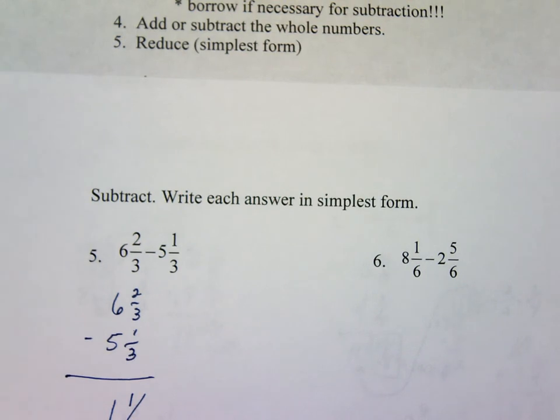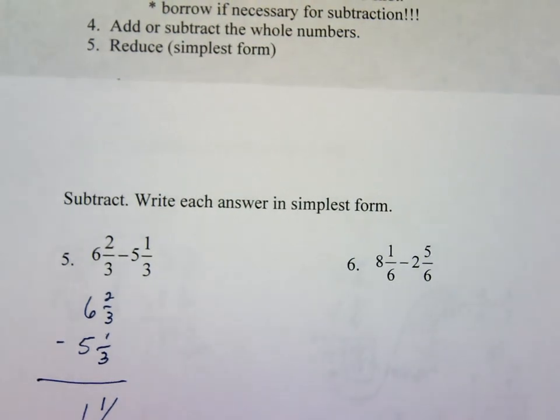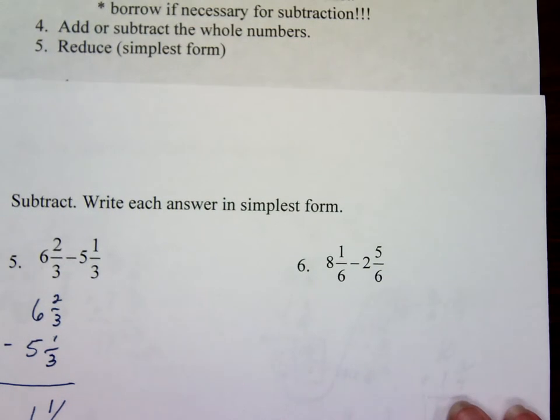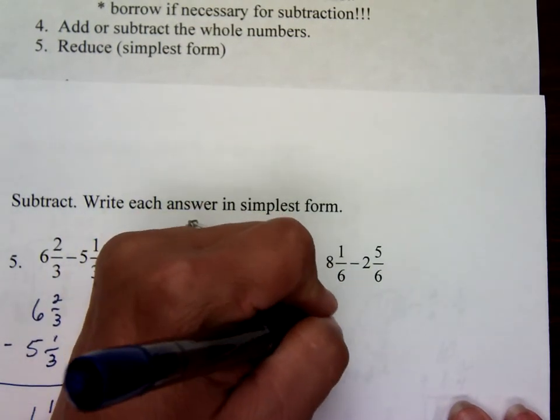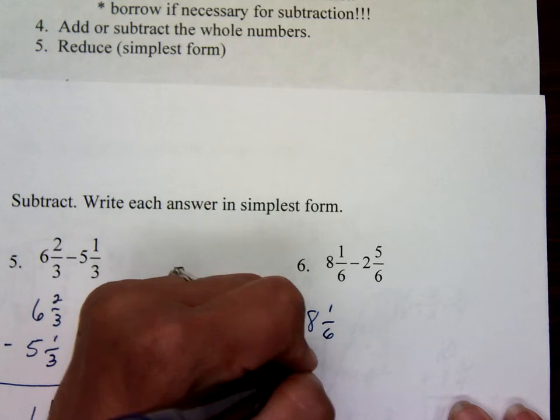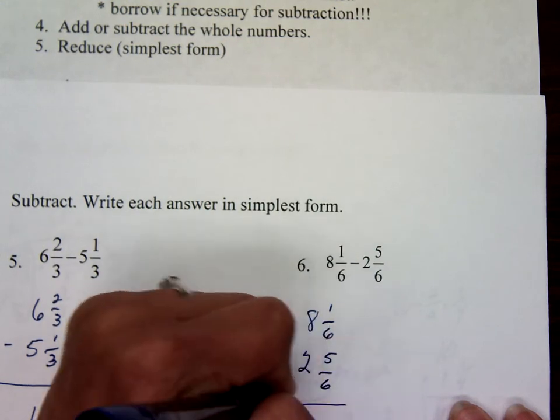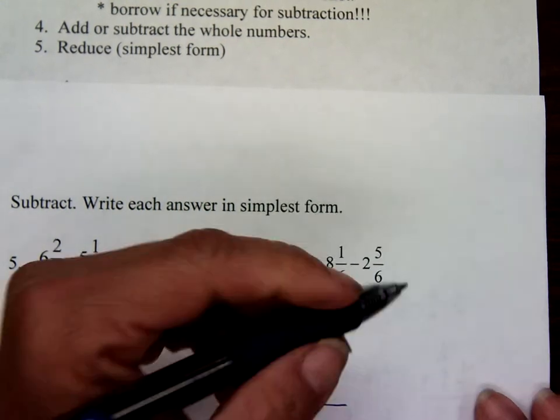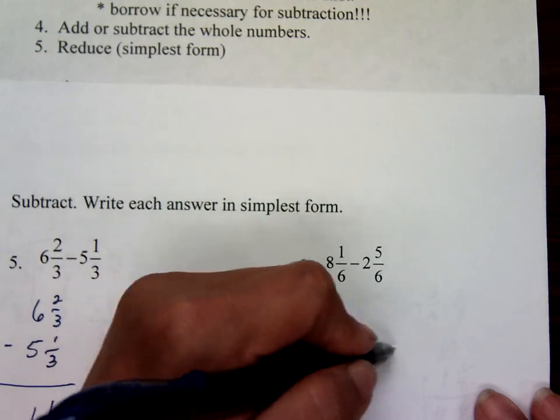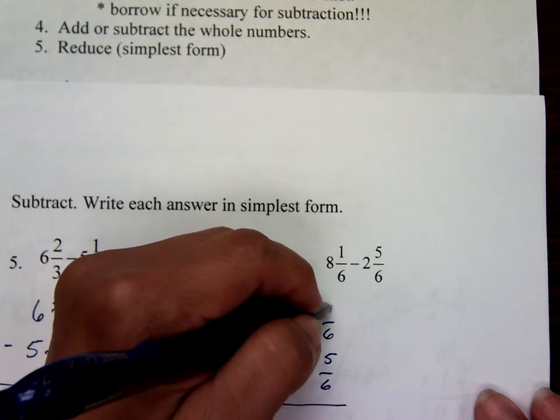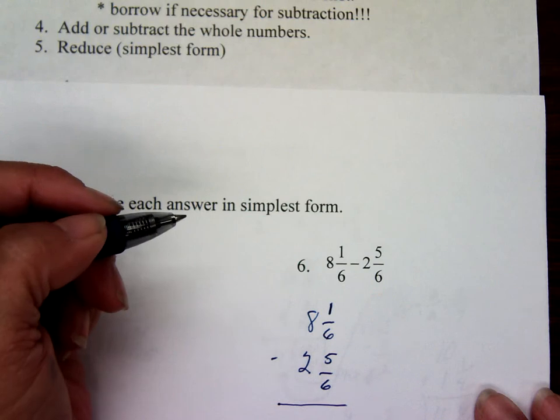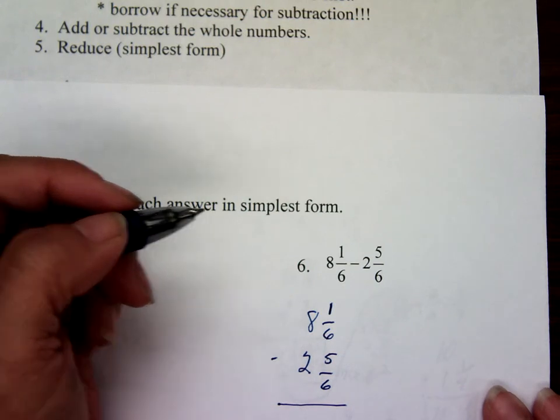Okay, let's look at number 6. Number 6 has to do with borrowing, so let's look at that. So 8 1/6 minus 2 5/6. Well, you'll know that the denominator is the same, so you don't have to do any of the setup. But now let's look at this. 1 minus 5, you can't take. If you have one thing, you can't take 5 away from it. So you have to borrow.